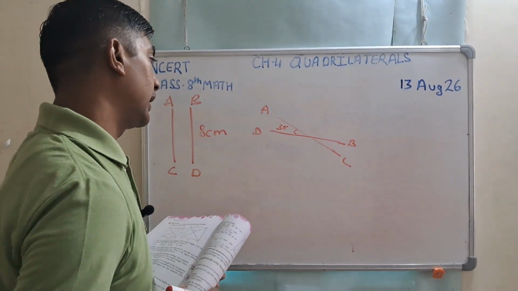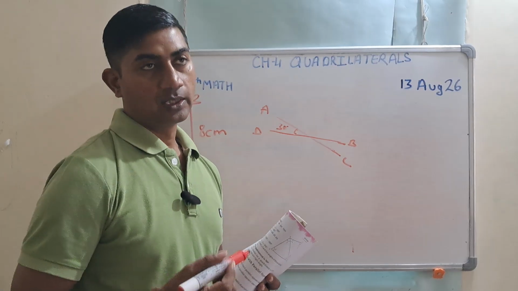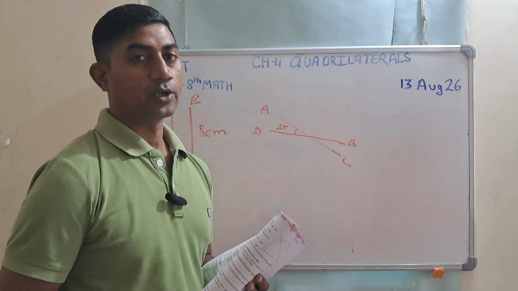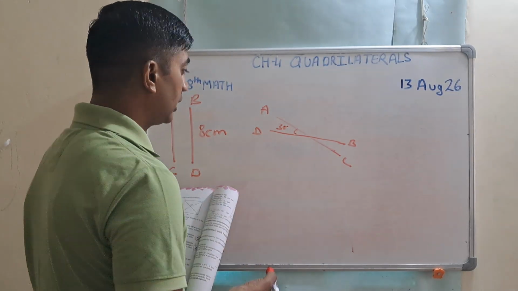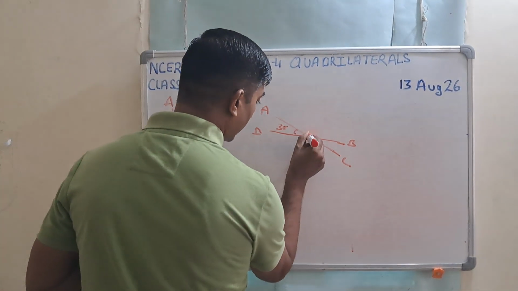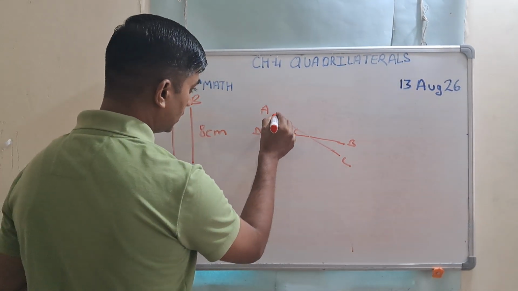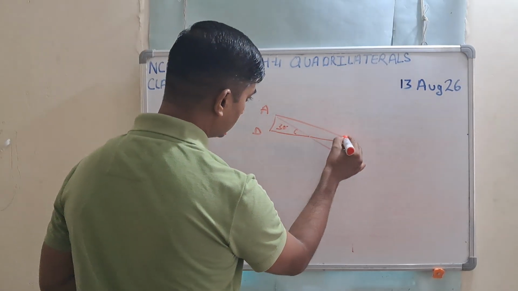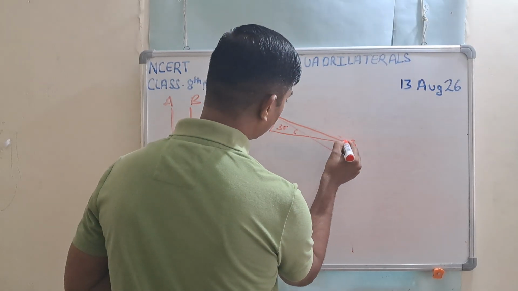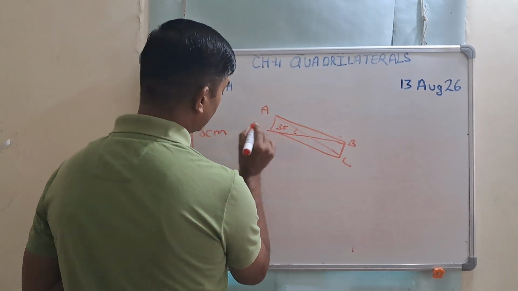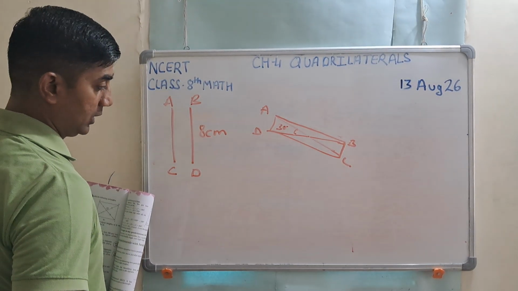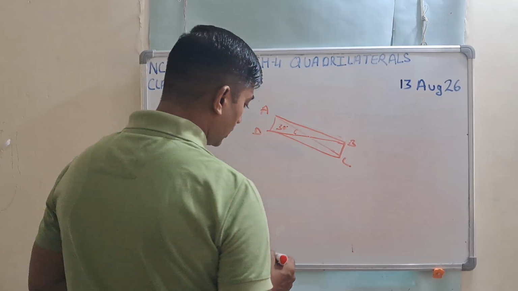How will you draw it in your notebook? You have to use your compass and your protractor to measure the angle and draw this. This should be your midpoint, and you simply join the end points. This is your required rectangle. Now let me explain how you will draw it.